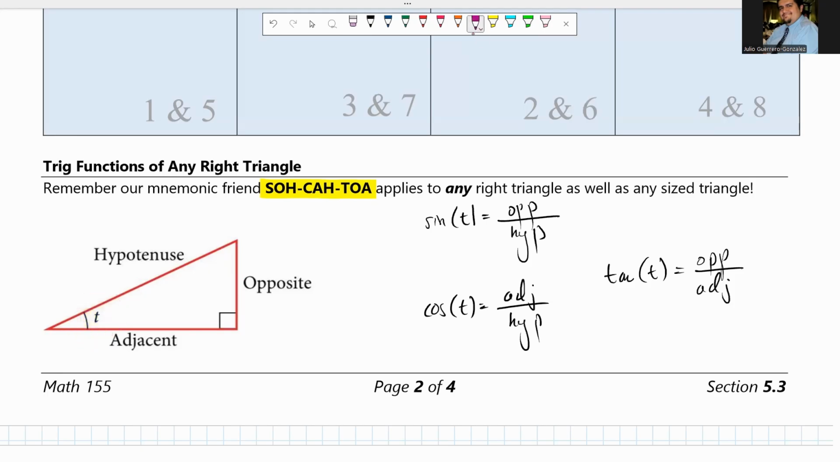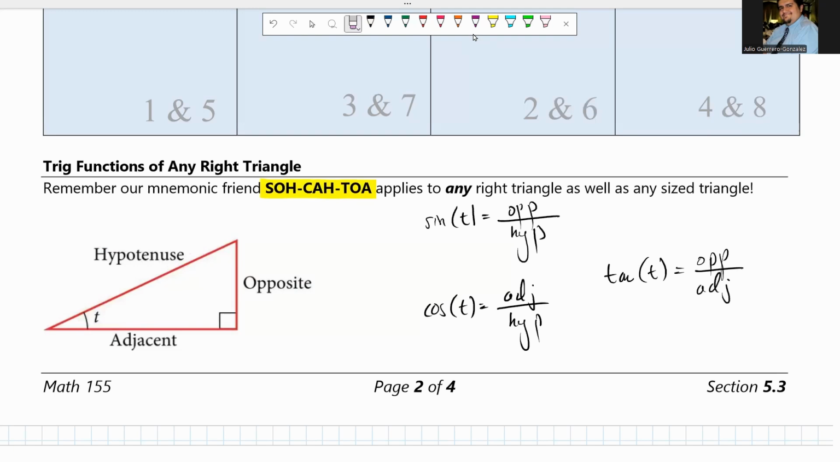Okay? If this is my angle T, then this is my adjacent. That's what's next to it, right? And then the longest side of any right triangle, the one that's opposite of the right angle, that is always going to be your hypotenuse.